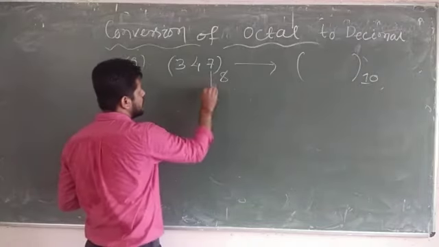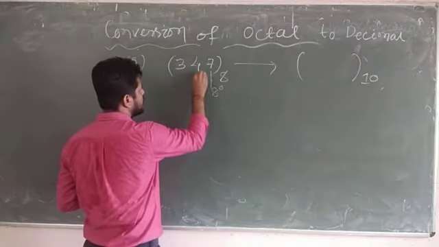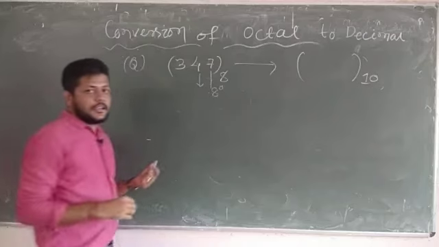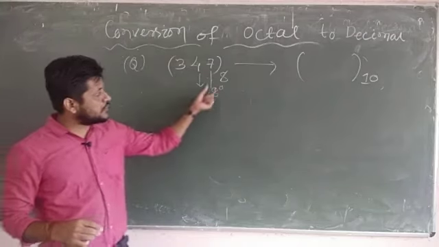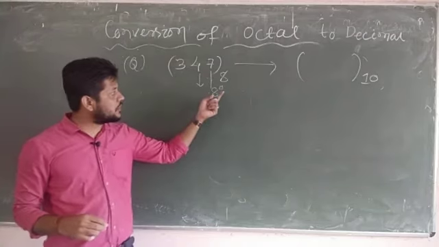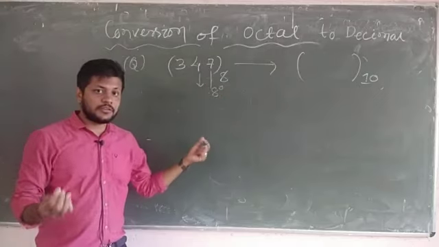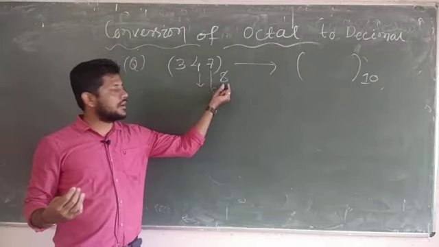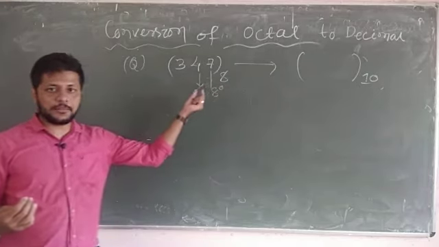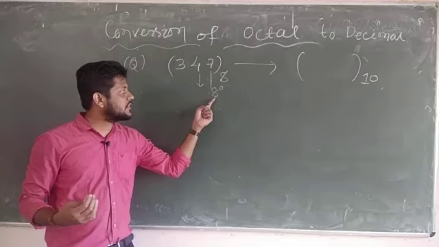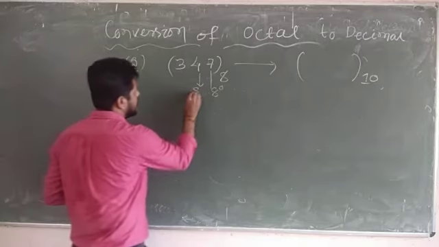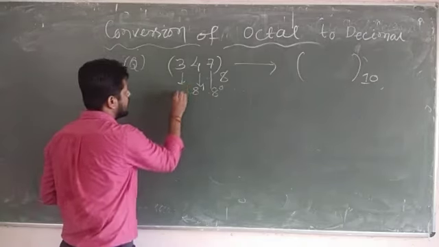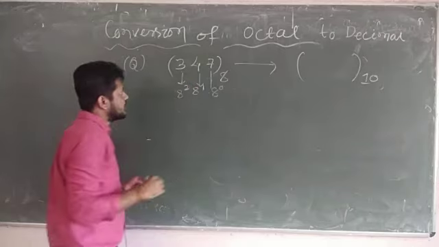Obviously here the positional weight is 8 to the power 0. When you convert any number into the decimal number system, just multiply each digit with its positional weight. How do we get the positional weight? That we can find from the base. The base is 8, hence the positional weight is 8 to the power 0. Here the positional weight is 8 to the power 1. Here the positional weight is 8 square.